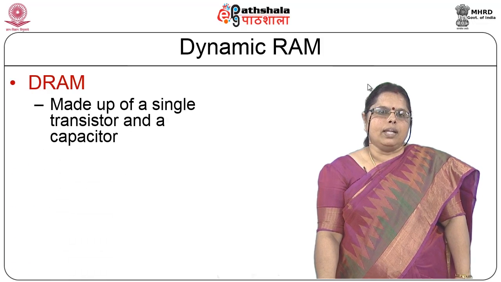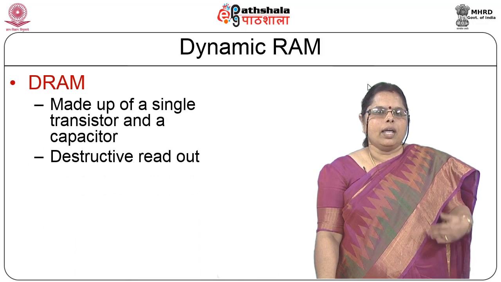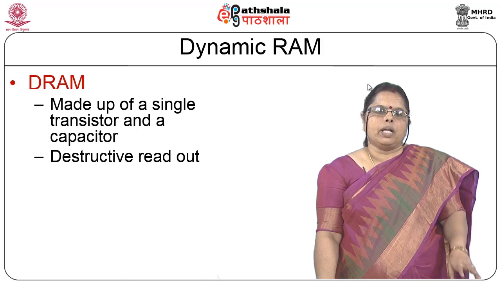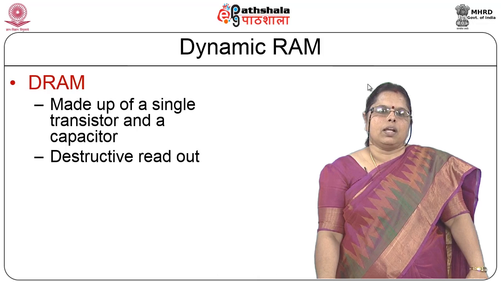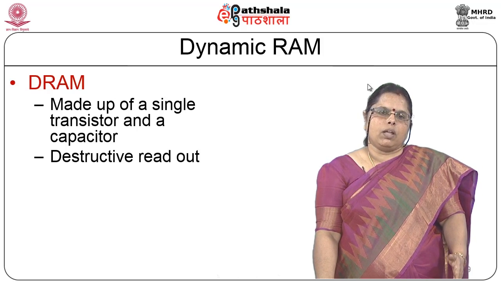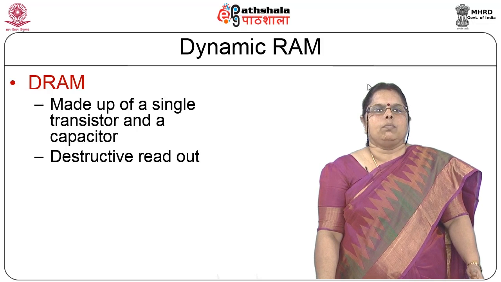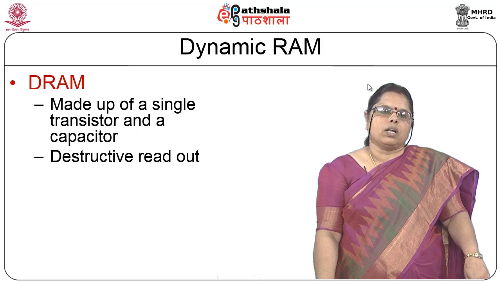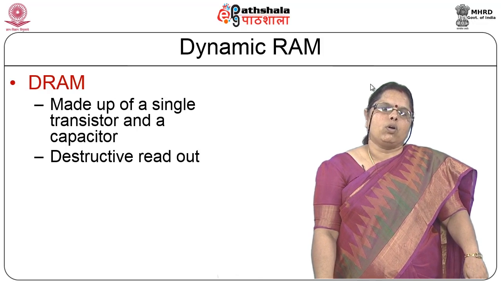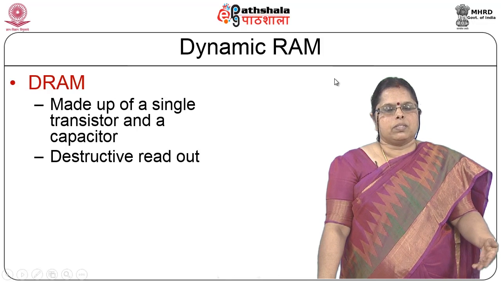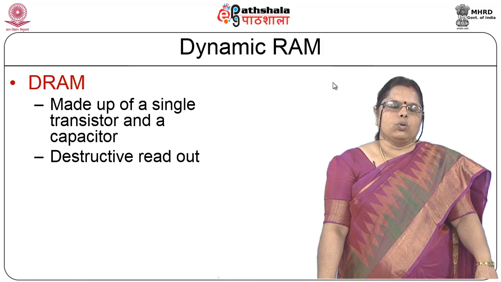If you look at a DRAM now, unlike an SRAM which was made up of 6 transistors, a DRAM is made up of only a single transistor and a capacitor, and that explains why you are able to have large capacities for dynamic RAM memories, because it consumes very little space. You have only one transistor and a capacitor, but it also has its disadvantages because of the capacitor. Because of the capacitor, the charge tends to leak out.